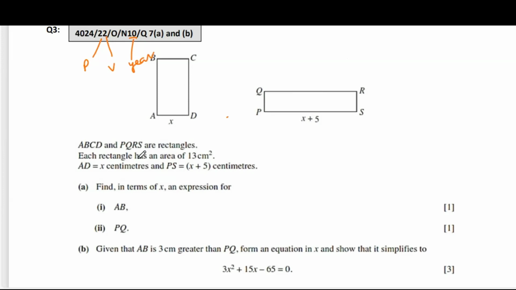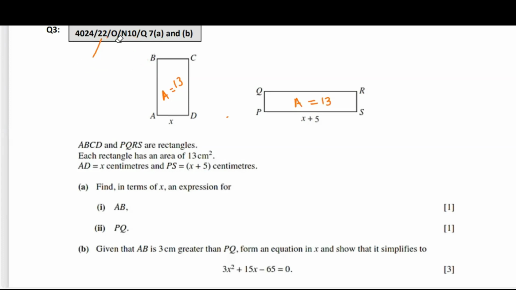Now in this question, ABCD and PQRS are rectangles. There are 2 rectangles here. Each rectangle has an area of 13 centimeters square. So I'm going to write area equals 13. Both rectangles have area 13 centimeters square here.